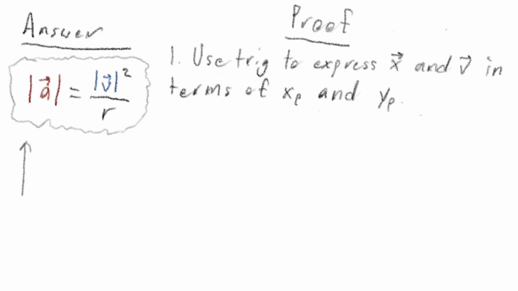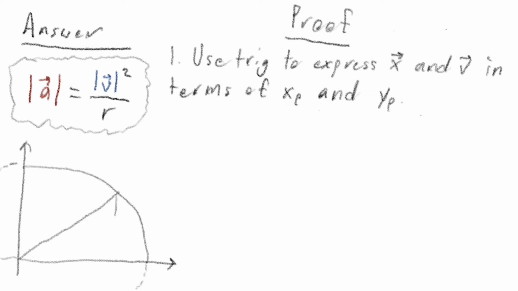So let's start out by drawing this quarter circle here. And here we see that for any angle theta, we have a corresponding x coordinate of the particle and a y coordinate of the particle. This function will come in handy later.